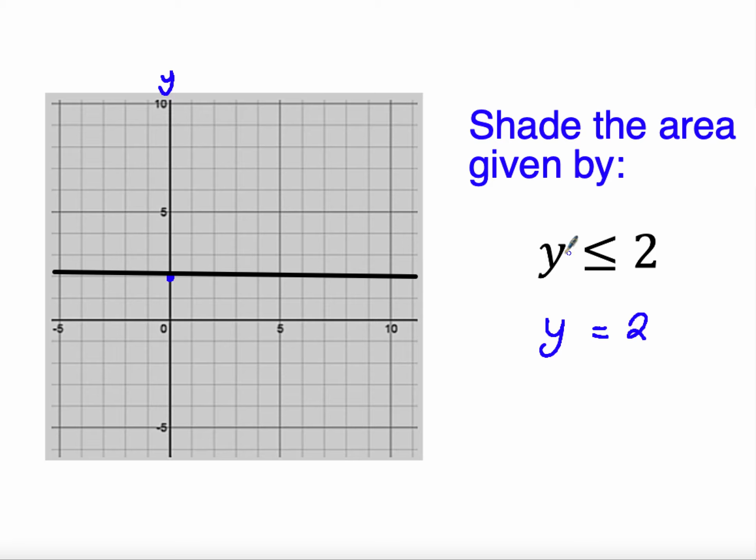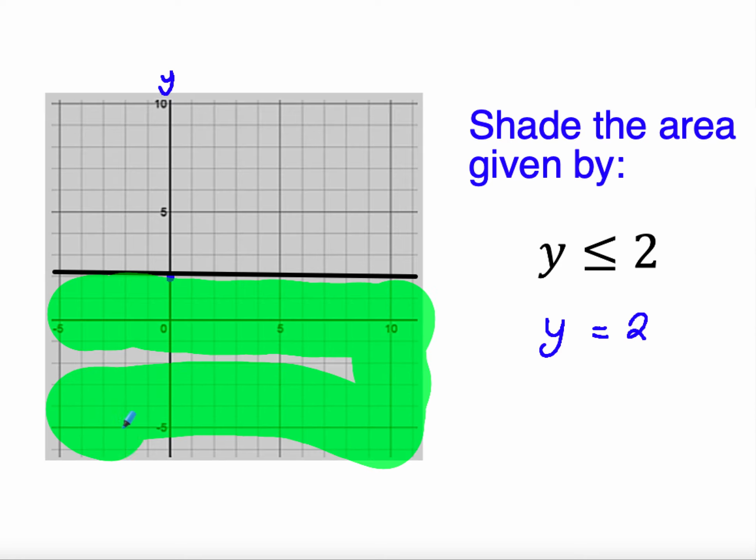Returning to the inequality, this says y is less than or equal to 2. All the y values that are less than 2 are all of those down here. So therefore I'm going to shade everything that's underneath the line this time. And that's the region that I'm interested in.